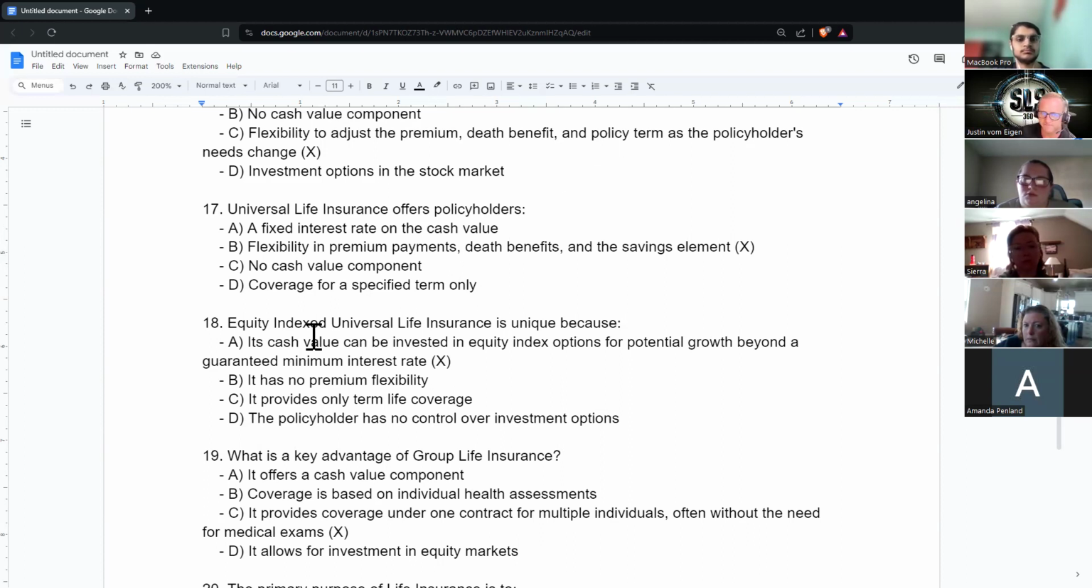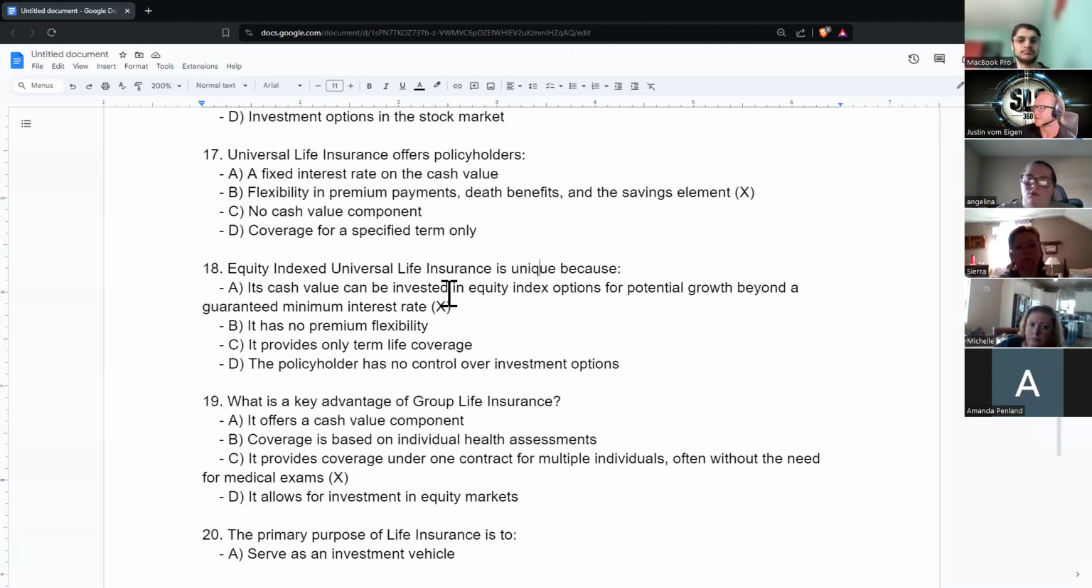Equity indexed universal life is unique because its cash value can be invested in an equity index option for potential growth beyond a guaranteed minimum interest rate. So it's like index universal life. It's got an option to grow with a guarantee. Say the minimum interest rate someone can earn is 2%, and then the maximum they can earn is 8%. So if the market exceeds an 8% return, then the life insurance company keeps the rest. All right. So there's a floor, but there's also a ceiling to it.